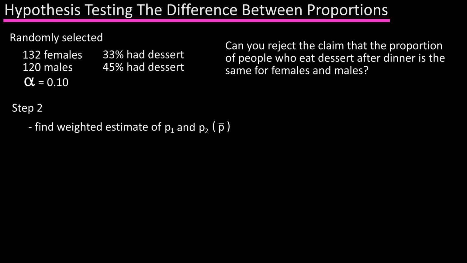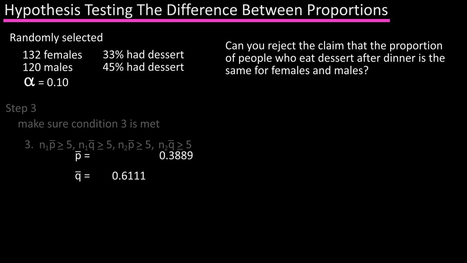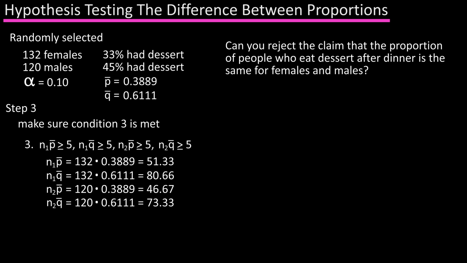Step 2 is to find a weighted estimate of P1 and P2. Find P bar. We first need to calculate X1 and X2, which I've done here. Then we plug those into our P bar formula and get approximately 0.3889. And then for Q bar, we get approximately 0.6111. Step 3 is to make sure condition 3 is met, which I've done here, so this condition is also met.